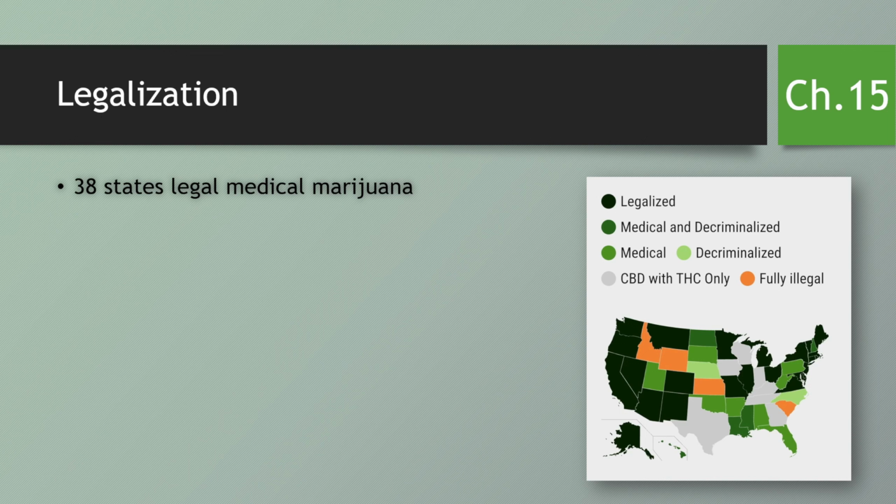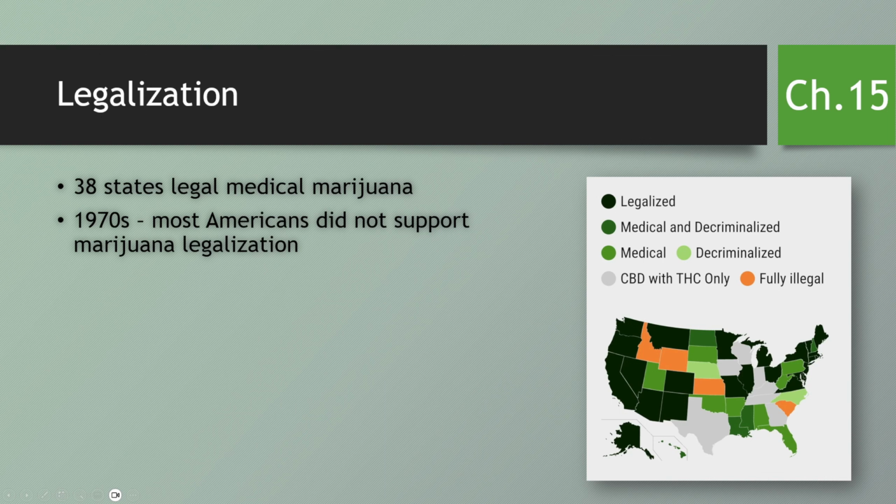And of course, us being in South Carolina, we fall into one of those 4 states left in the US where it is fully illegal. So just some history here of how we got here. In the 1970s, most Americans didn't support marijuana legalization. Even though there was the notion that it was pretty prevalent in the US, most Americans still didn't support the legalization of it.